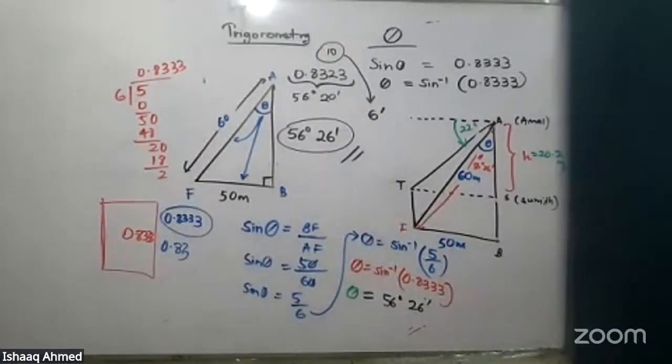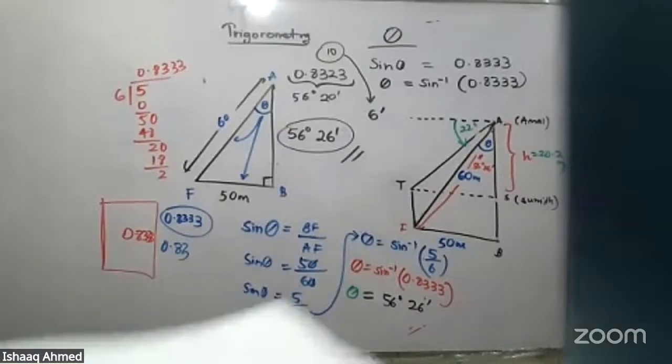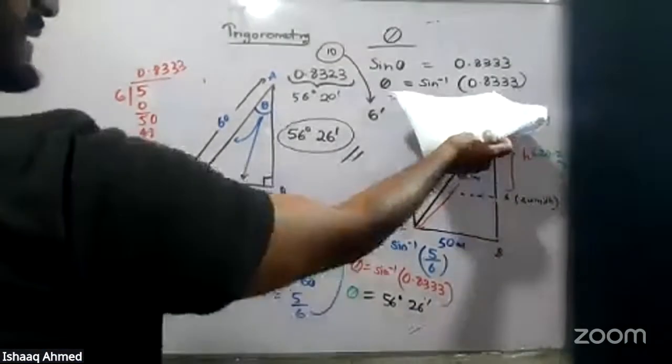So this is trig inverse. You find where 0.8333 is in the trig table, take that value, and then find the difference and add it. Okay, so that was the previous question, and now we can finish the next one.